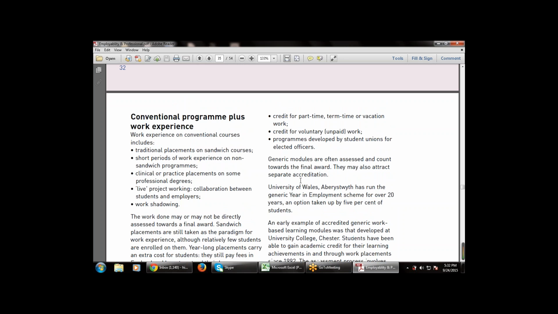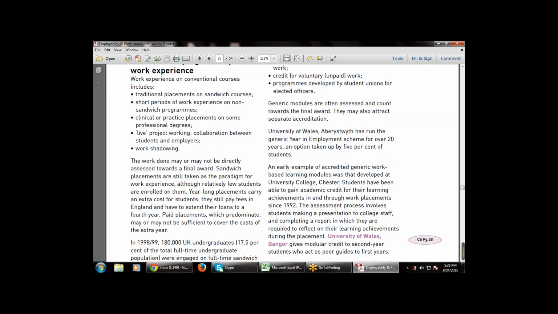The next is the University of Wales, Aberystwyth, which has run the generic year in employment scheme for over 20 years, an option taken by 5% of the students. And an early example of accredited generic work-based learning was the module developed at University College, Chester.